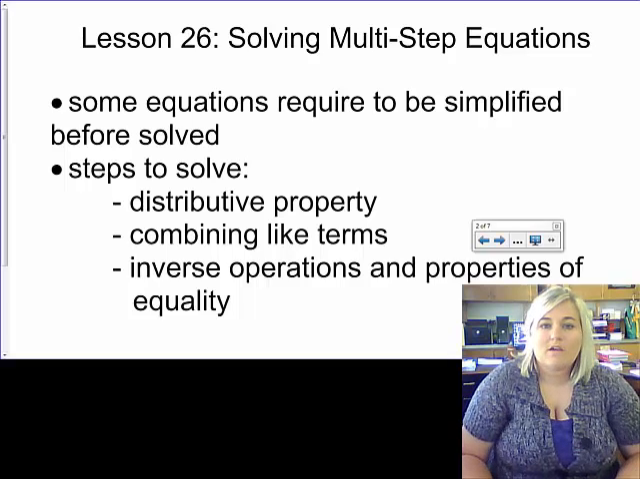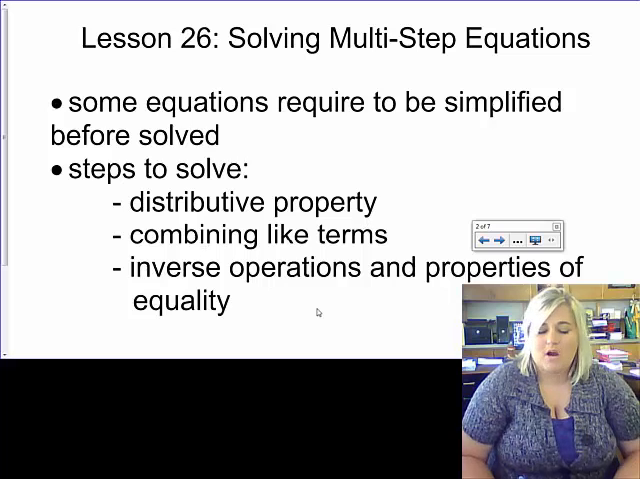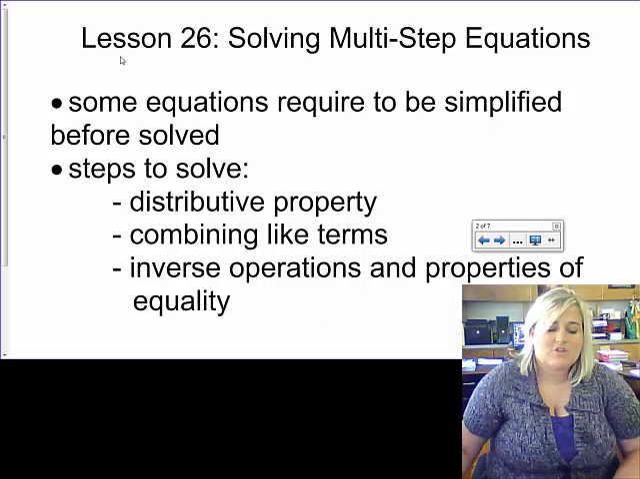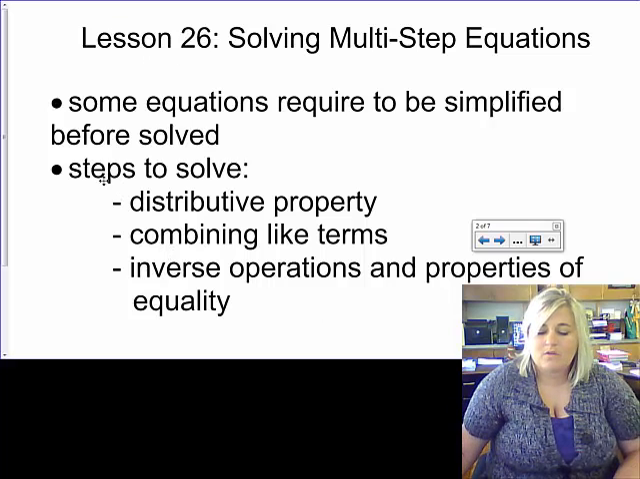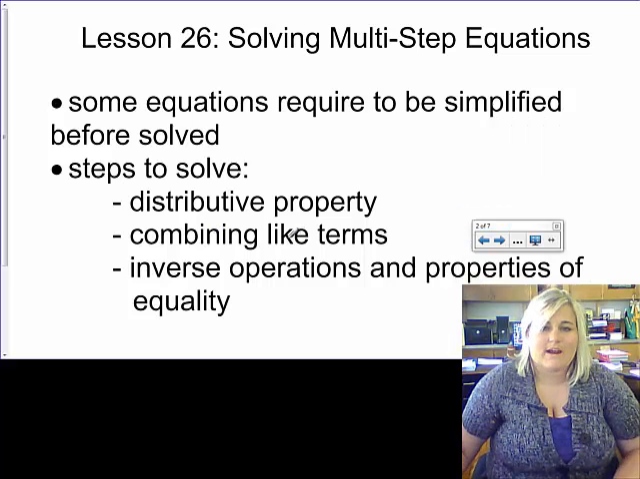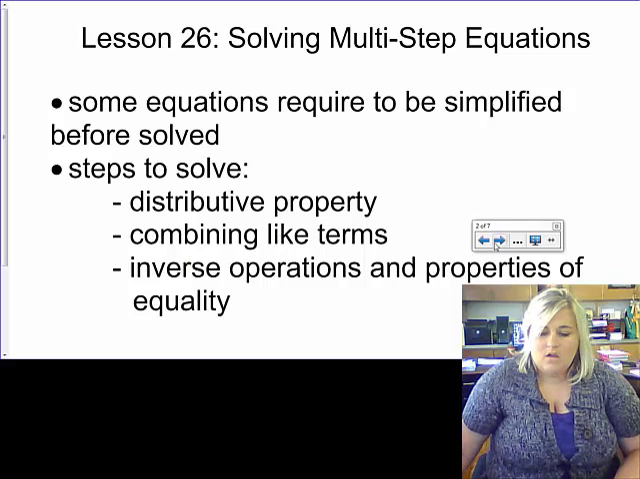Lesson 26, Solving Multi-Step Equations. Some equations require to be simplified before being solved. Steps to solve would be the distributive property, combining like terms, and then inverse operations and properties of equality. This list is your steps. You follow those steps. If there's distributing, we do it first. If there's combining like terms on one side of the equal sign, we do that second, and then we use our inverse operations to solve.